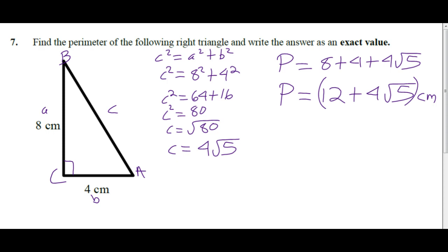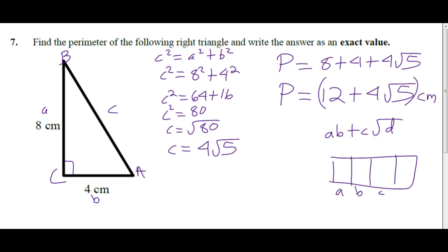Probably wouldn't do it for a 12, but we could say the answer is written in the form AB plus C root D. A, B, C, D, and you write 1, 2, 4. No, throw a radical sign under there. Okay, so that's a possibility. So your answer will be written in the form AB plus C root D, 1, 2, 4, 5. So that could be asked as a numerical response, even though your answer is an exact value. It's more likely if this is a single digit to ask it that way, right?